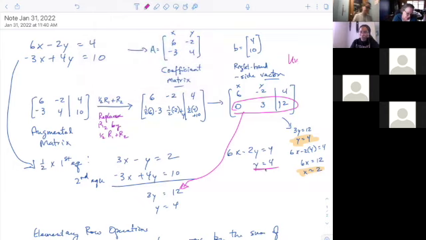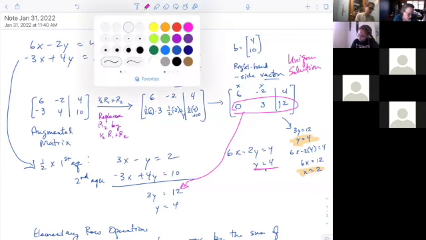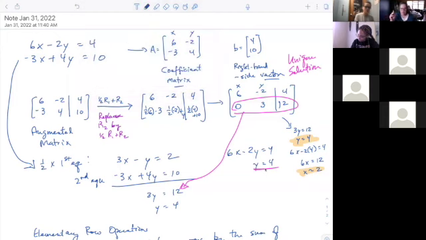So this one has a unique solution. How would we know if we had a system that was one of the other cases, had no solution or had an infinite number of solutions? Let's play a little bit.